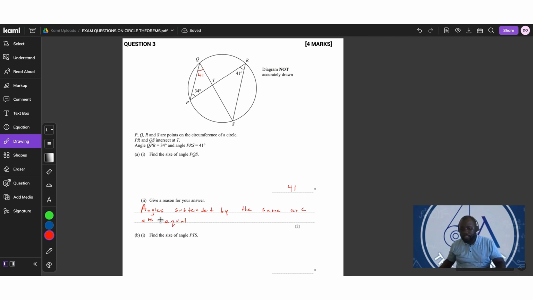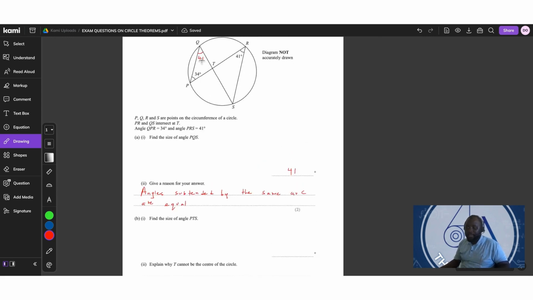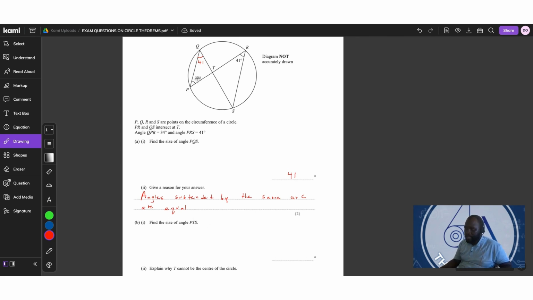So angles subtended by the same arc are equal. So that is the reason why that angle is 41 degrees. Then find the size of angle PTS. That is that angle there.